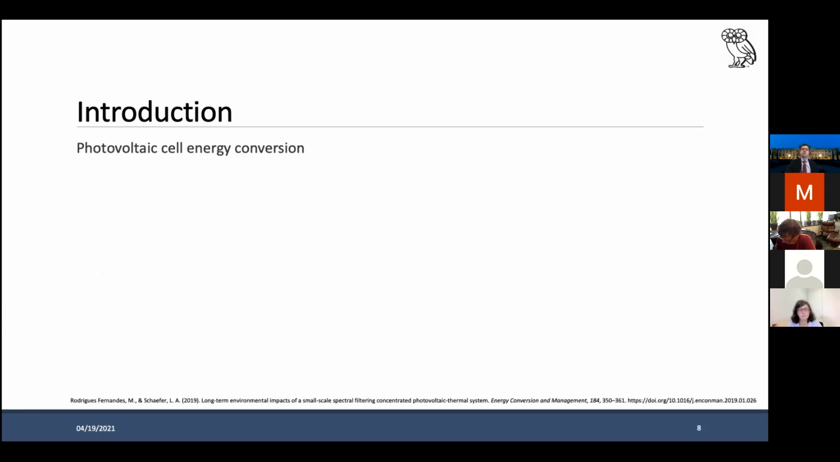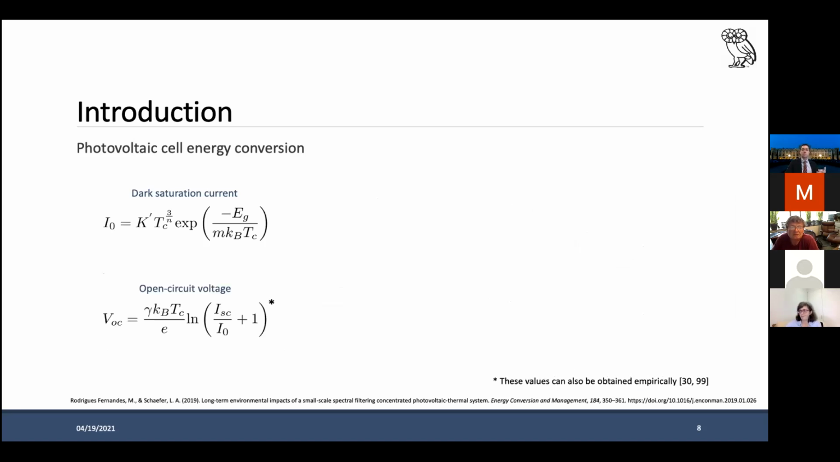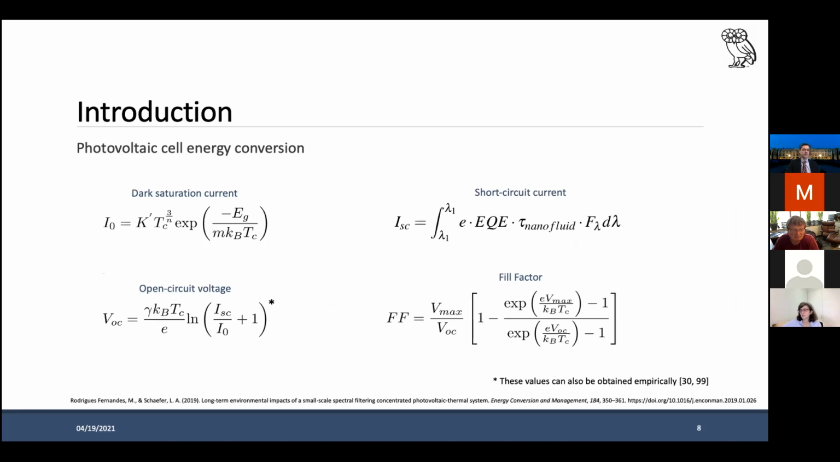The photovoltaic model used to calculate the power generated by the solar cells is defined by a set of 4 equations. It includes the dark saturation current, I naught, the open circuit voltage, VOC, the short circuit current, ISC, and the fill factor, FF. Some of the parameters used in this model include the solar cell temperature, TC, and the band gap that we just talked about, EG.